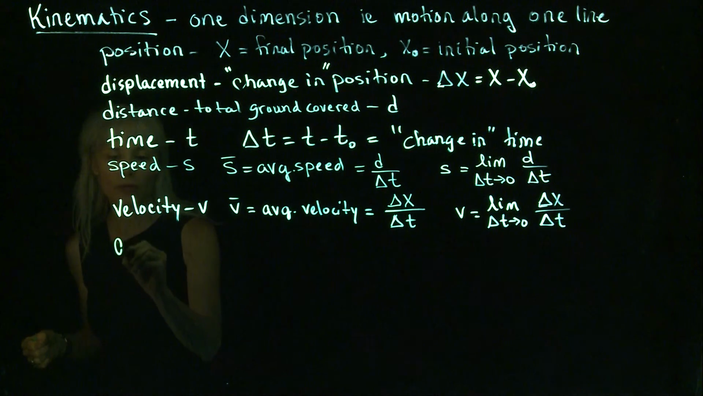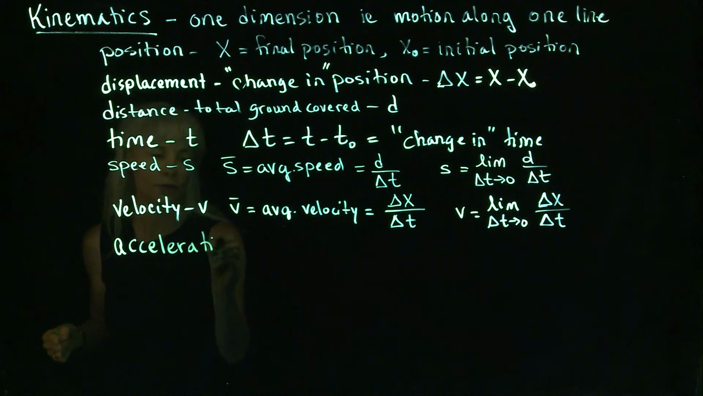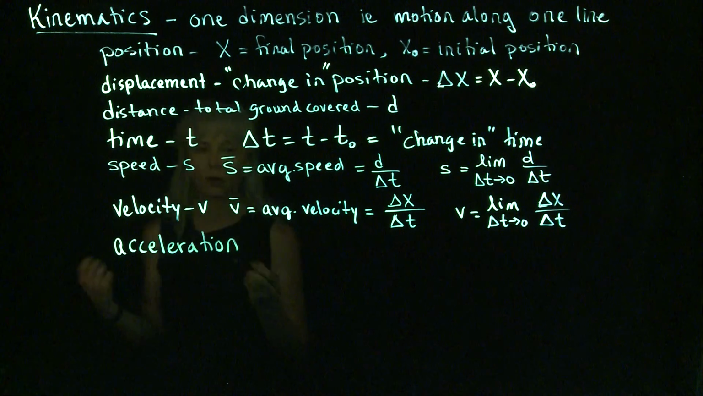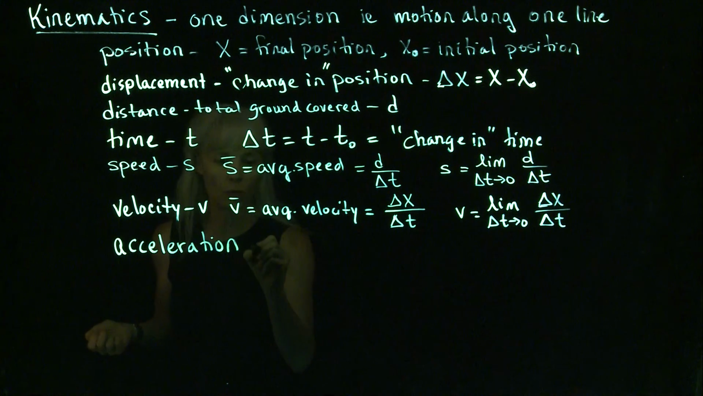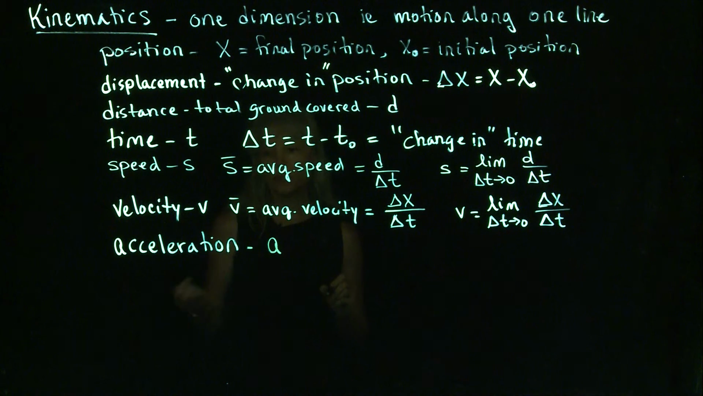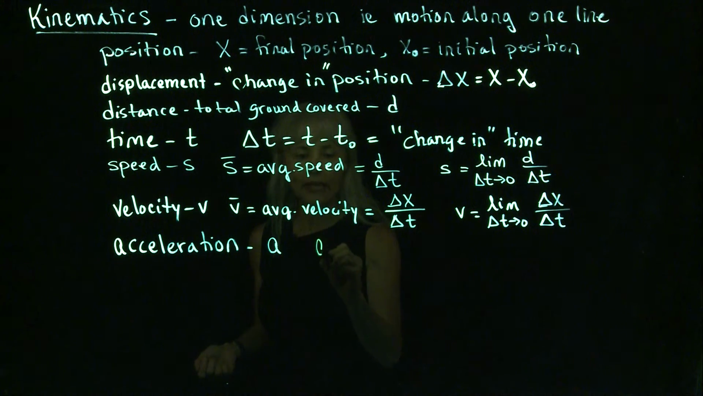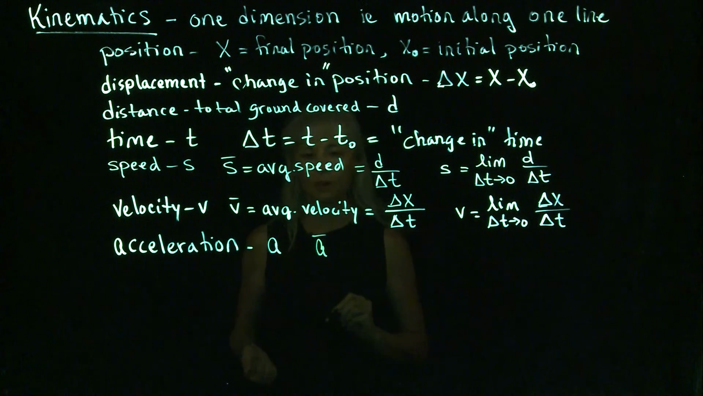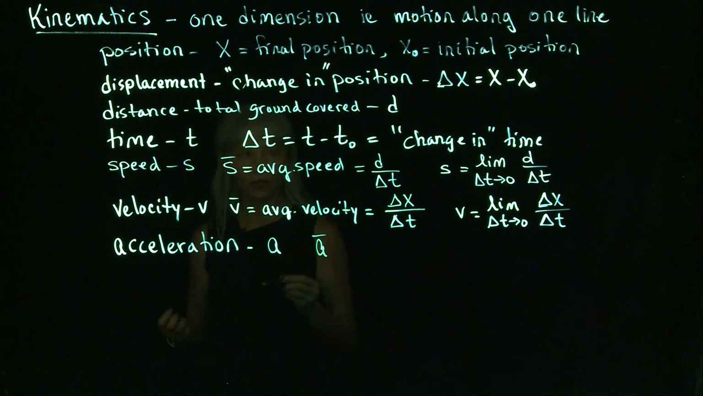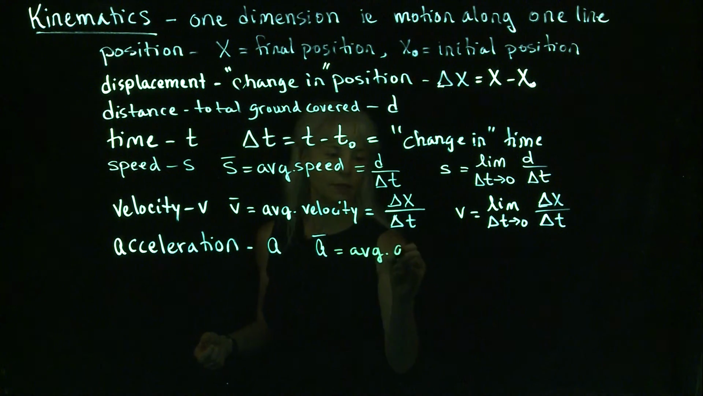The last quantity we need to define to be able to fully quantify an object's motion is a quantity called acceleration. This one tends to be the hardest for students, and so let's really spend some time trying to make sure we get a good handle on it. We're going to use the symbol A for acceleration throughout the semester, and it's traditionally used across texts as A. And again, the average acceleration can be designated by just putting a bar on top of that quantity, and so this is average acceleration.